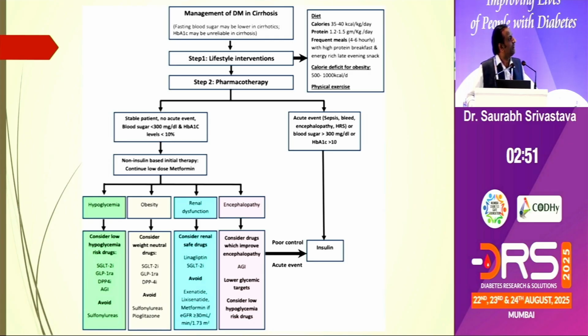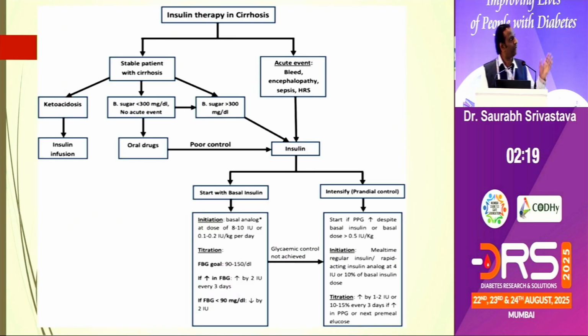In renal dysfunction, renal safe drugs should be used, such as linagliptin and SGLT2 inhibitors, but exenatide, lixisenatide, and metformin should be avoided if the eGFR is less than 30. If the patient has encephalopathy, then drugs which improve encephalopathy, such as alpha glucosidase inhibitors, should be used, and the targets should be kept lower, considering drugs which have low hypoglycemia risk. If there is poor control, then we ultimately switch to insulin. However, if the patient has decompensated cirrhosis, then insulin should be started, as already discussed.